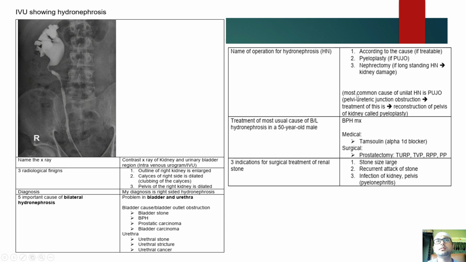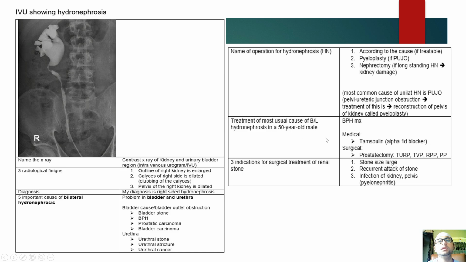And here, the most common cause of unilateral hydronephrosis is PUJ obstruction, pelviureteric junction obstruction. And the treatment of this is reconstruction of the pelvis, that is pyeloplasty. Sometimes pyeloplasty, remove the stone, and the pyeloplasty can alter the situation there. Treatment of the most usual cause of bilateral hydronephrosis is in a 50 years old male.